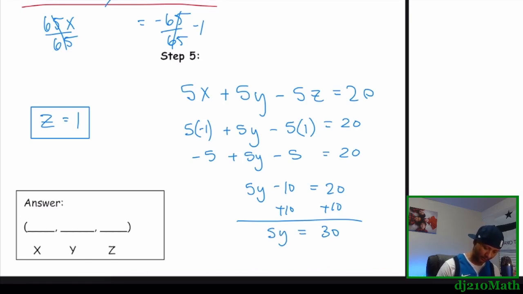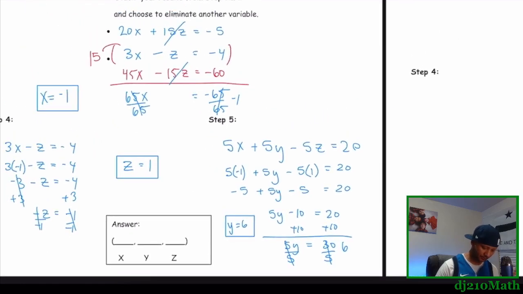And then divide both sides by 5. Y is equal to 6. So my xyz solution is x is negative 1, y is 6, and z is 1.